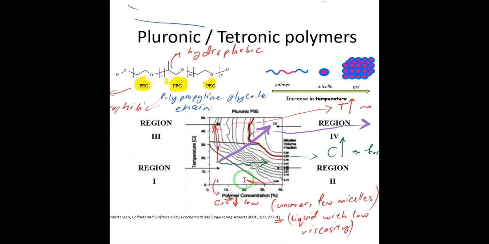Well, we have a diagram here which shows us on the vertical axis the temperature, and on the horizontal axis the concentration, and it tells us that if we use the pluronic polymers, as you see here, these polymers are amphiphilic. They contain a hydrophobic part, this PPG, and the hydrophilic parts, the PEG, polyethylene glycol, and they are able to form the micelles.